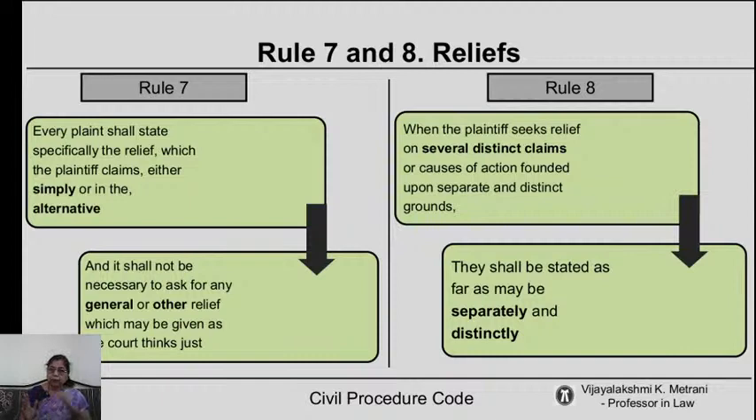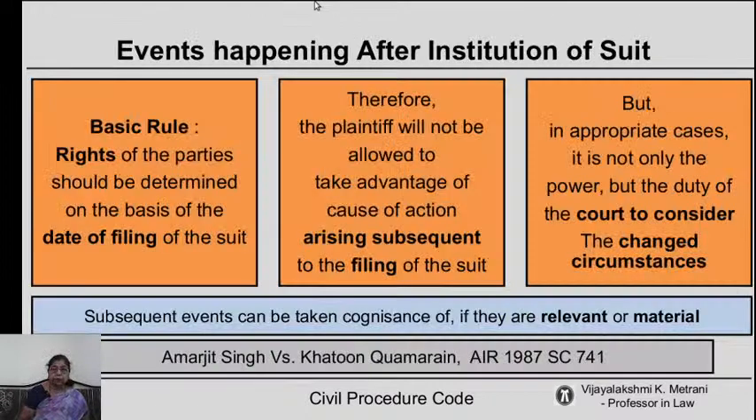If there are several distinct claims on different causes of action, you have to state each cause of action and those reliefs separately and distinctly. So this is one thing. Now there comes a question that after the institution of the suit, after the suit has been instituted, some other things happen. There are several events which are happening, and because of that the plaintiff's rights may give him more reliefs. Some other rights may arise, or some other cause of action may arise later on after the suit is filed. So whether that can be considered by the court is a question.